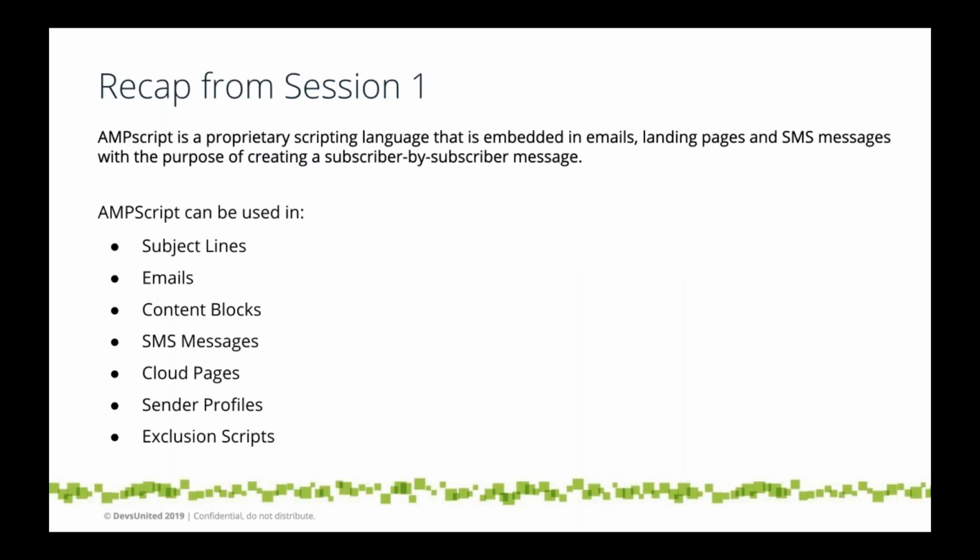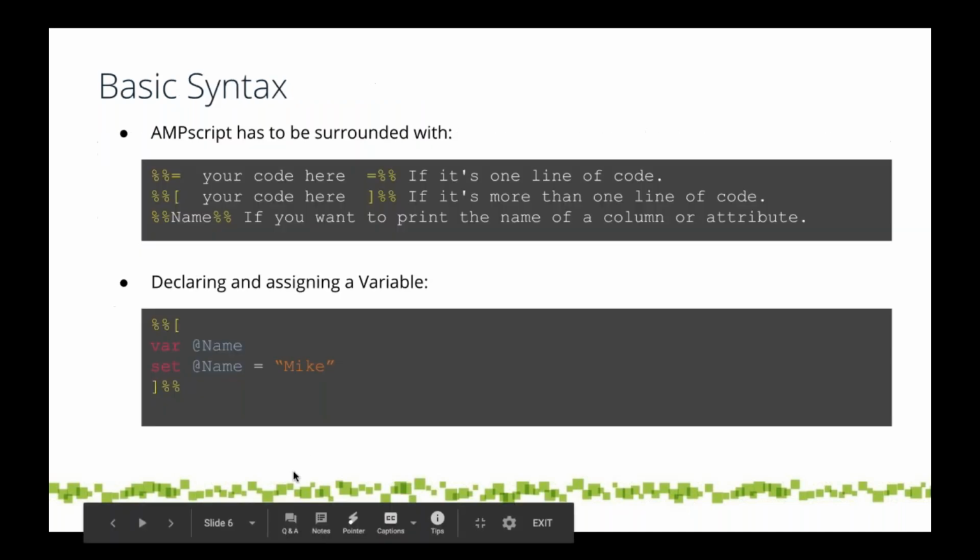Okay, so recap from session 1. AMPScript is a proprietary language embedded in emails, landing pages, and Marketing Cloud, with the intent to create one-to-one subscriber messages, a unique message experience. You can use it in subject lines, emails, content blocks, SMS messages, cloud pages, sender profiles, and exclusion scripts. In this session, we're gonna focus more on email, okay?